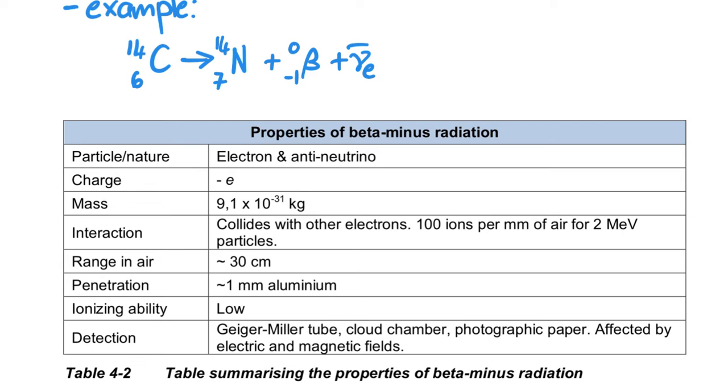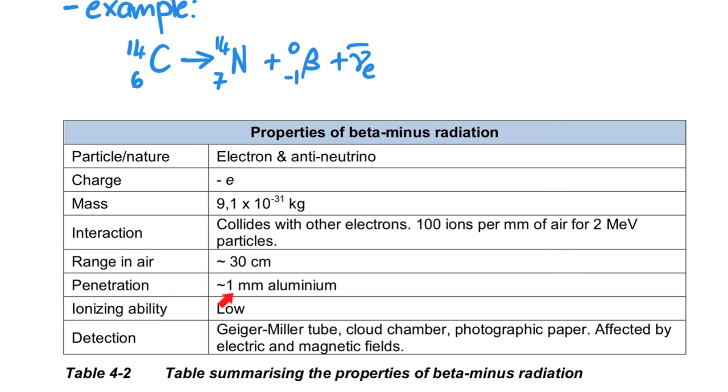When we look at interaction of the beta minus particle, it collides with other electrons, roughly 100 ions per millimeter of air for 2 megaelectron volt particles. The range is approximately 30 centimeters of this form of radiation. So if you think of how small an electron is, it comes out of the decay of a nucleus, it can travel up to 30 centimeters. That is a huge distance relative to the size of the nucleus, 10 to the minus 15 meters, out of which it comes.